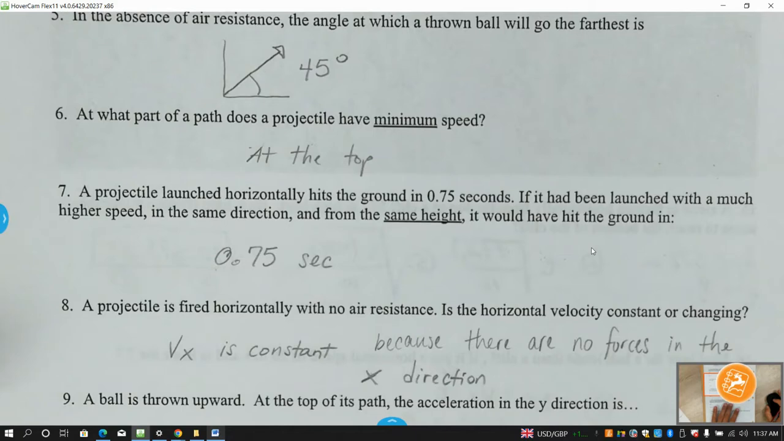Again, because it's being launched from the same height, gravity is affecting it the same. So it doesn't matter. They're going to hit the ground at the same time, whether one is dropped, one is just kind of rolled off a table, or one is really rolled off a table with a greater speed. That's just going to affect maybe how far it lands away from the table, but not how far it falls to the ground. And again, gravity is the only thing affecting that, so the time would be the same.